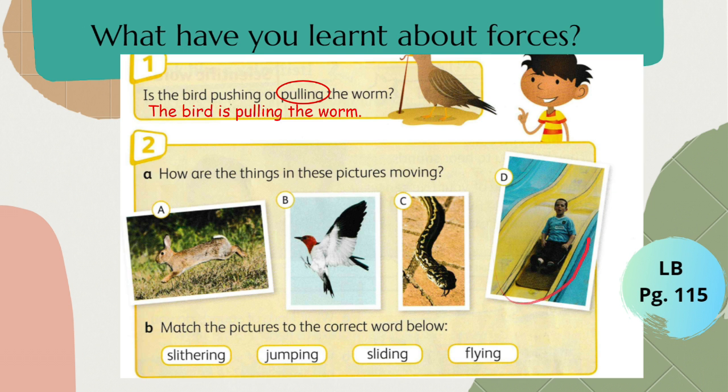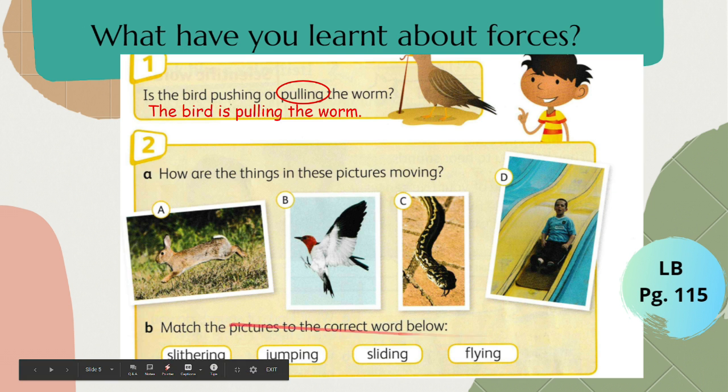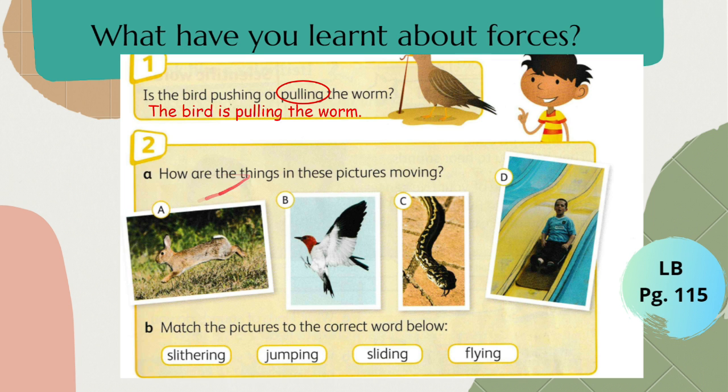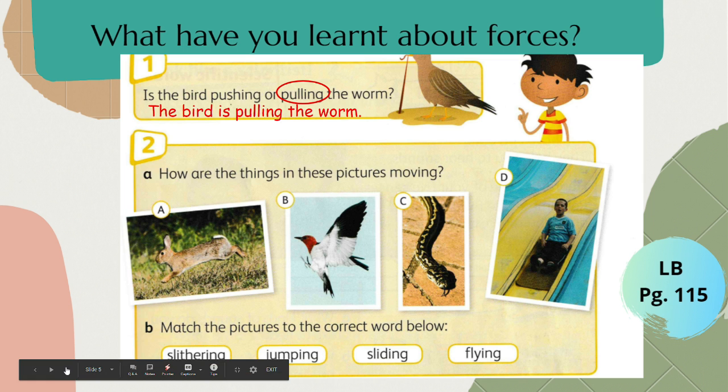Okay? And then we will match the pictures to the correct word below using these movements: slithering, jumping, sliding, and flying. Now we will describe this rabbit jumping. The rabbit is jumping. Now for this bird, the bird is flying. How about this snake? Okay, the snake is slithering. I know you are all doing this activity on letter D, so this boy is sliding.